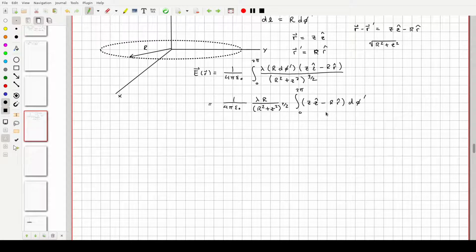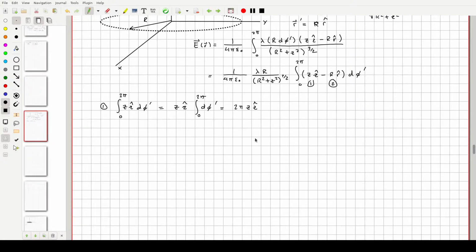Now, the first one's super easy. So let me just go ahead and number them. The first one, we're integrating this. But this right here does not depend upon phi. So the constant. That's just 2 pi. Super easy. The second one, not so much.